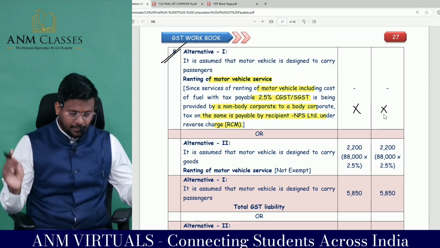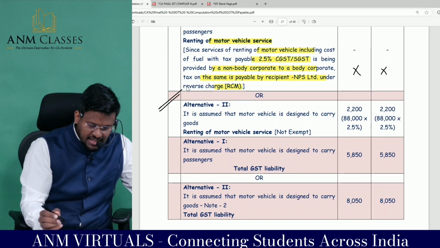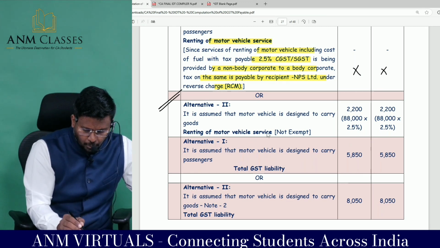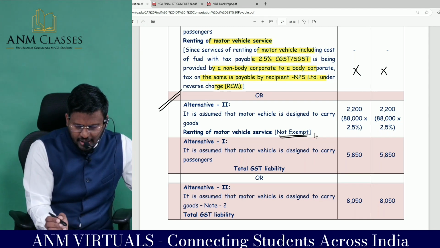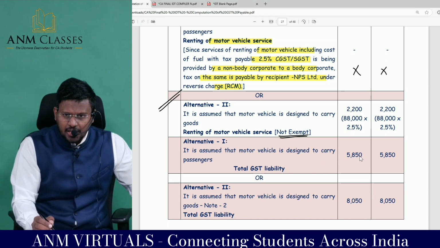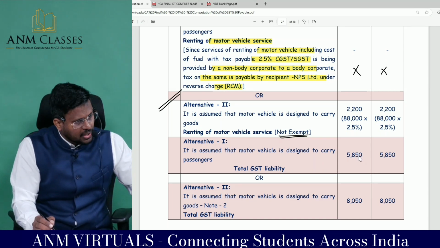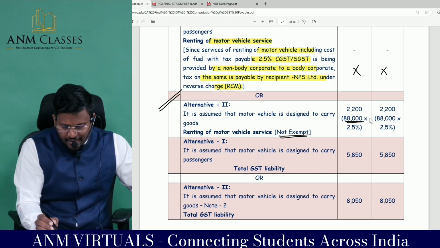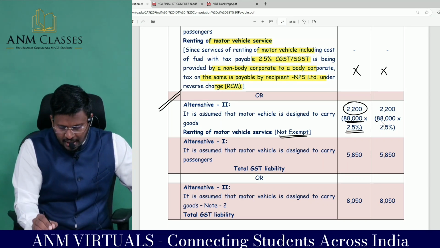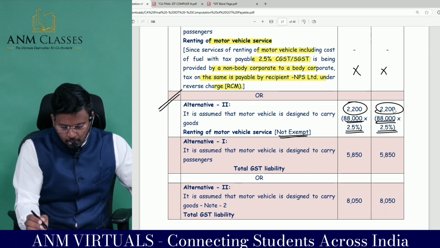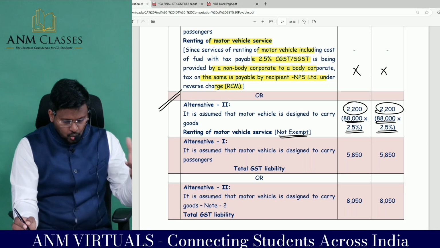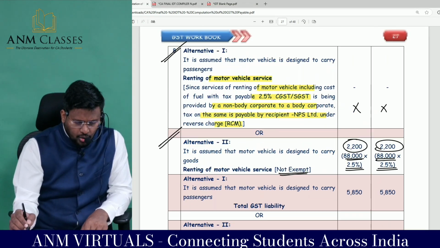We are escaped. Alternative number 2: it is assumed that the motor vehicle is designed to carry goods. Then renting of motor vehicle services is not exempted. So, we are liable to collect GST on FCM. So 88,000 is the value they have given, into 2.5 percent comes to 2,200, and 88,000 into 2.5 percent comes to 2,200. Are you all with me? Yes, sir. So this is alternative 1 and 2.